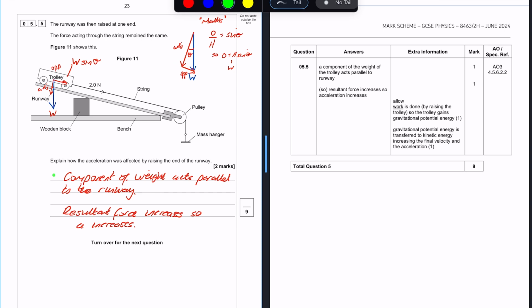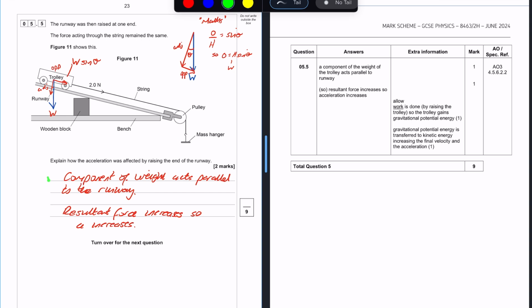But basically, this is the answer you want to give. This component of weight acts parallel to the runway, therefore the resultant force is increased, and therefore the acceleration is increased. So you've got basically more force going down the runway. You've not just got the mass hanger, which has stayed the same. That's creating force because of the gravitational pull on that mass there. But you've also got an extra bit of force because of the gravitational pull down the slope, because it's a component of this weight here.